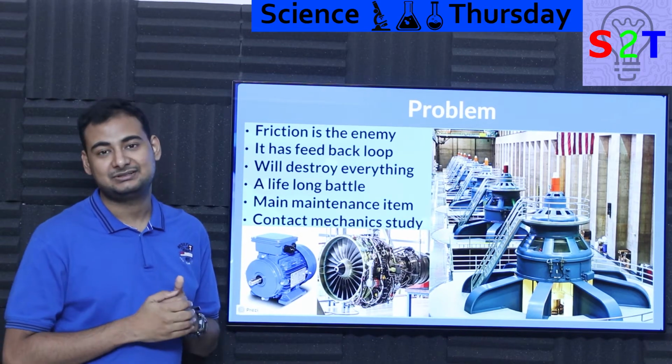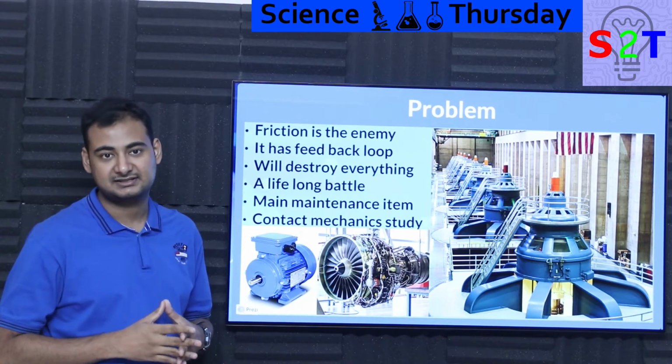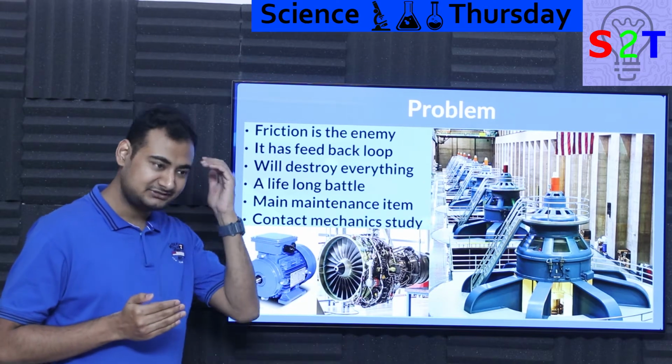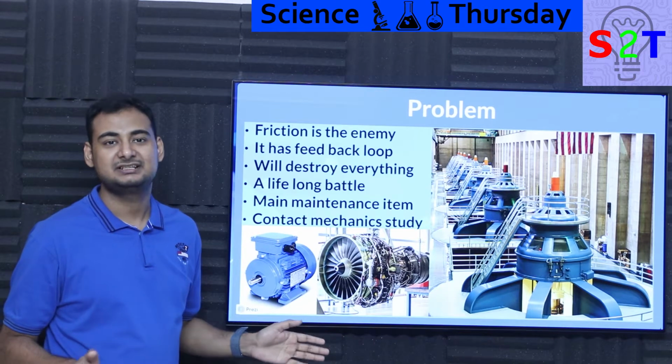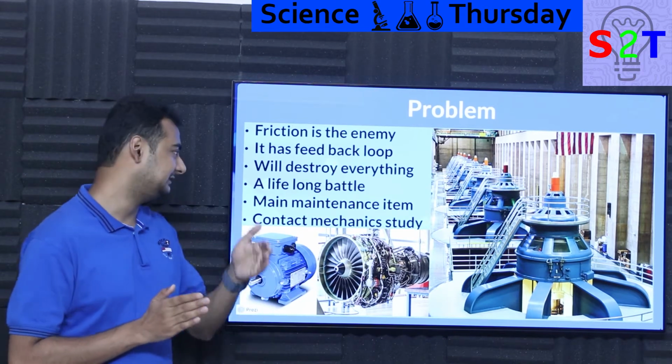And this is one of the things that you have to understand. If you build a mechanical system, it's a lifelong battle. It's not something where you say, okay, I have this issue, I'm going to solve it, and then I'm going to go home. No, there is no solution. It's a lifelong battle. You have to keep doing it.